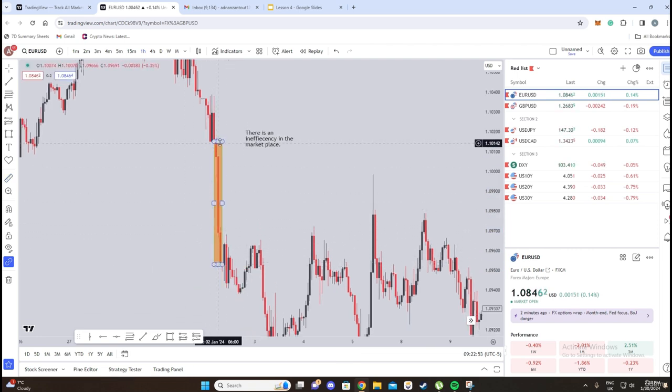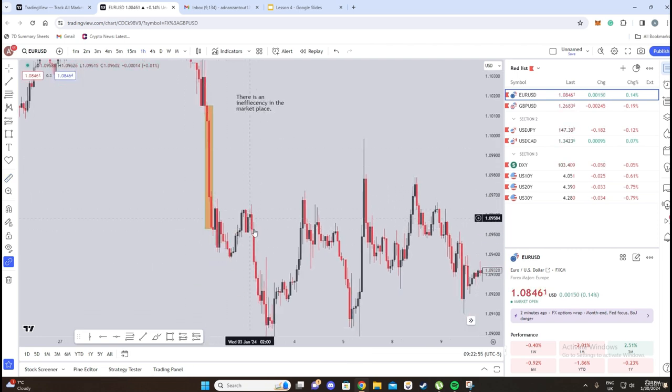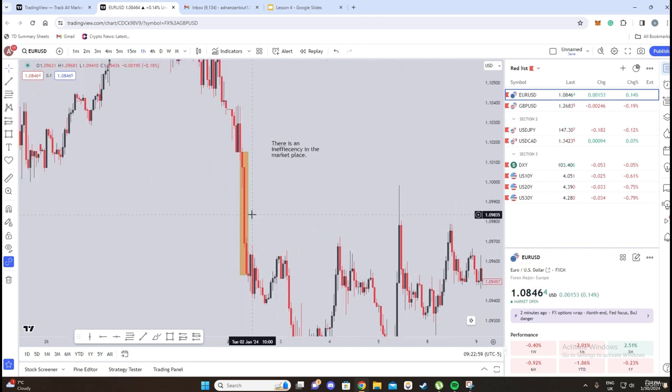As you see here, price didn't go down and up like here. See here, it went down, back up, down, back up. That's a balanced market. But this is an inefficient market because price only produced one way, and that way was down, right? So that is a bearish inefficiency.